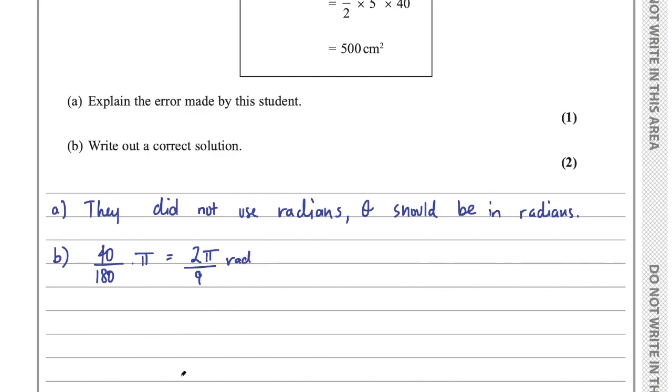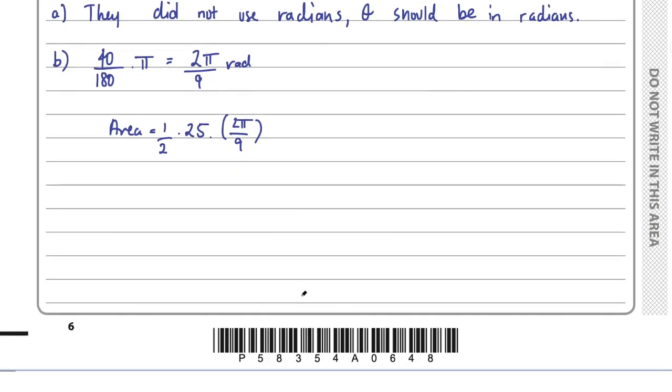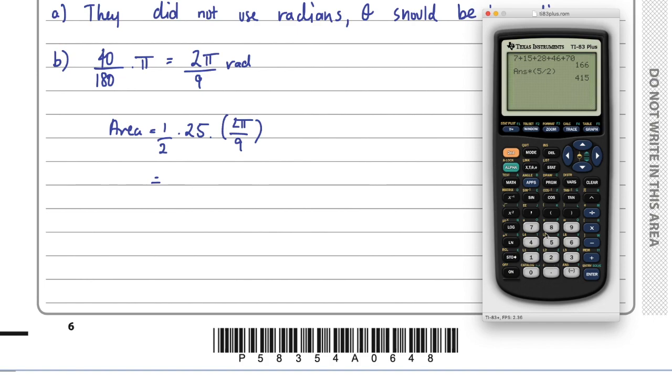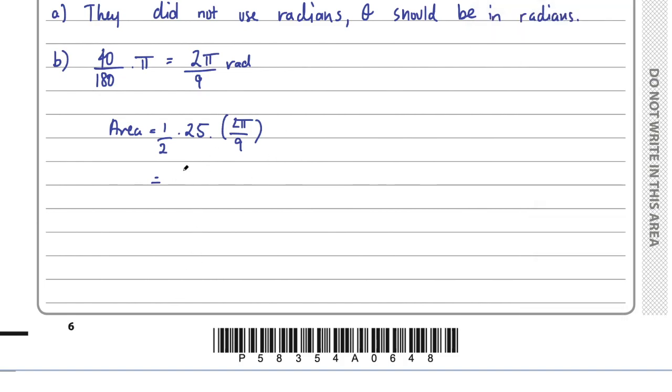Radians. Okay, and then plugging that in, we would have the area equal to a half times the radius squared, 25, multiplied by the angle, 2 pi on 9. And then I guess put that straight into a calculator. We have 0.5 times 25 times 2 pi on 9, and that gives me 8.732, 3 significant figures. So 8.73, and I should use an approximation symbol there to show that I've rounded off to 3 significant figures.